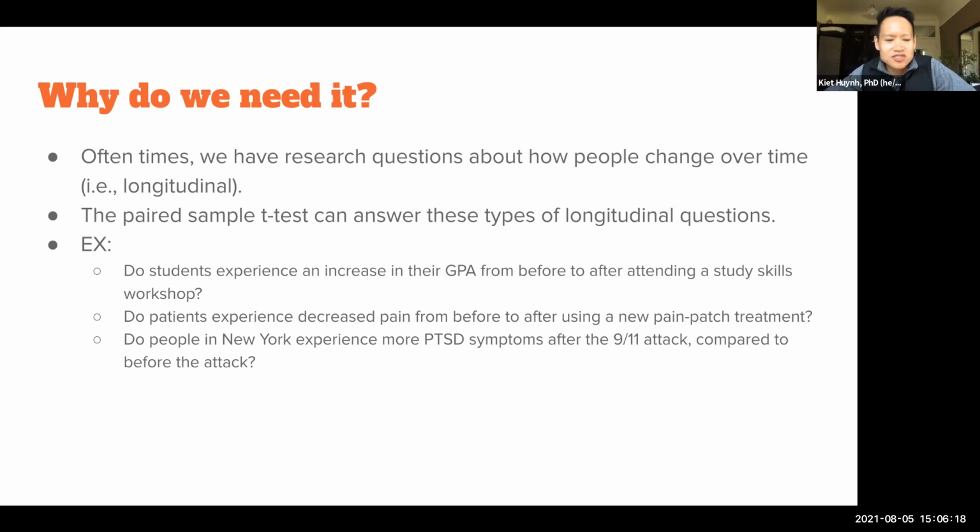Examples of these questions could be: do students experience an increase in GPA from before to after attending a study skills workshop? Do patients experience decreased pain from before to after using a pain patch treatment? Do people in New York experience more PTSD symptoms after the 9/11 attack compared to before the attack? As you can see, it can answer questions about treatment and intervention, and about naturally occurring events like 9/11, or whatever event is happening in the person's life that doesn't require intervention from a researcher.